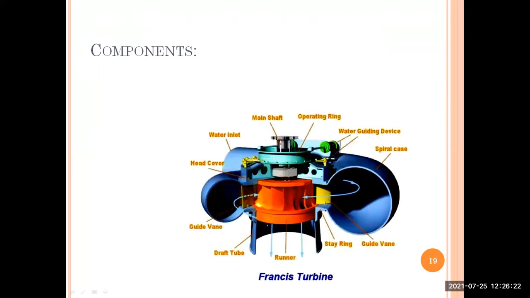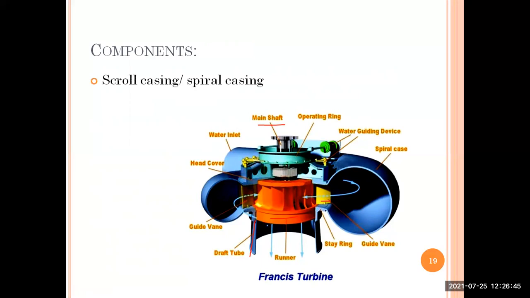Coming to the components, as it is an example of radial flow reaction turbine, the components remain the same. That is, it will have a runner part, and after that a guide wheel part with the steerings or stay vanes, and after that a draft tube. We can see the clear picture here: the runner is attached to the shaft, and then you have a spiral casing here. You can see the spiral casing.